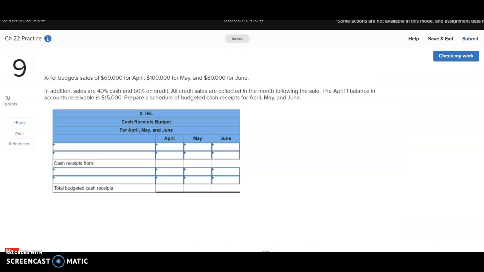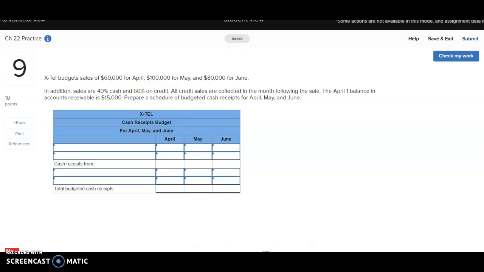Number 9, it says Extel budgets sales are $60,000 for April, $100,000 for May, and $80,000 for June. In addition, sales are 40% cash, 60% on credit. All credit sales are collected in the month following the sale. The April 1st balance in accounts receivable is $15,000. They want us to prepare a schedule of budgeted cash receipts for April, May, and June.